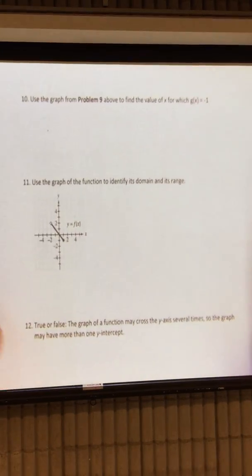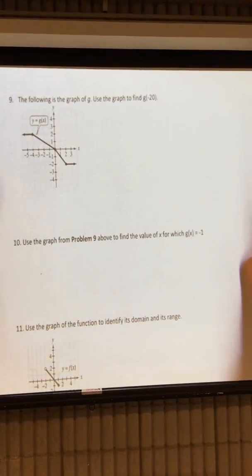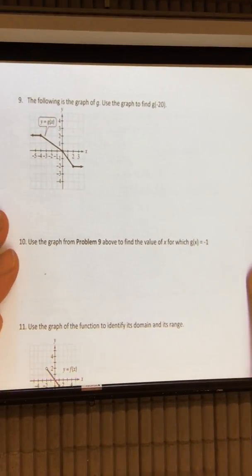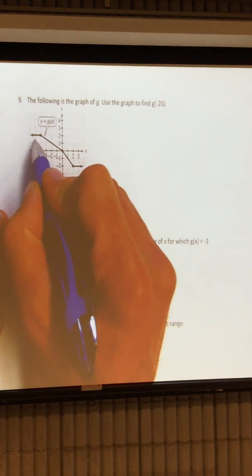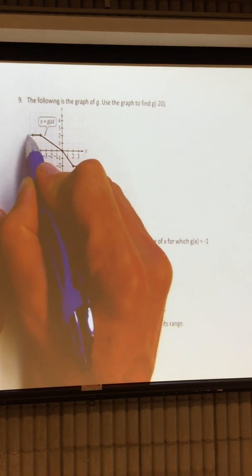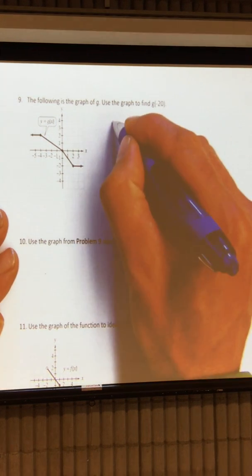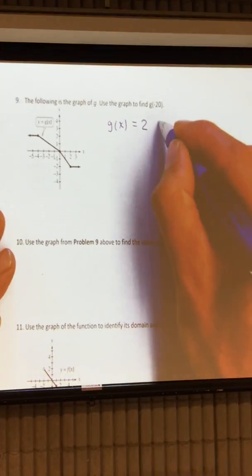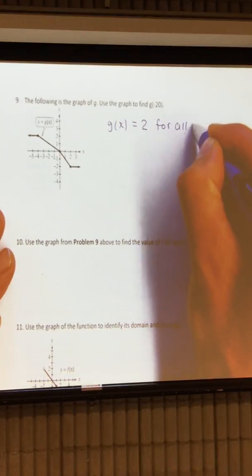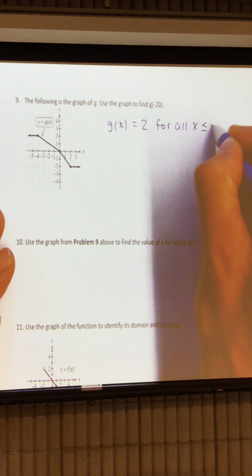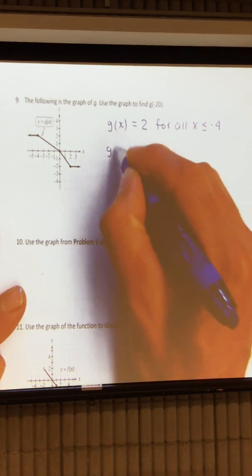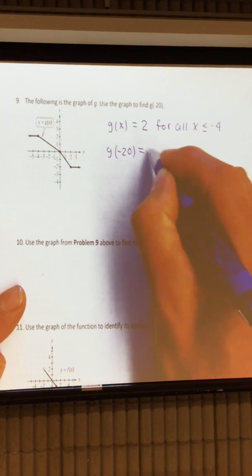Problem number 9. Use the graph to determine the value of g of negative 20. You can observe here by looking at the graph, we have a horizontal line for all x less than negative 4. So the function g of x is permanently equal to 2 for all x that are less than or equal to negative 4. So since the value of x we have is negative 20, g of negative 20 will also be 2.